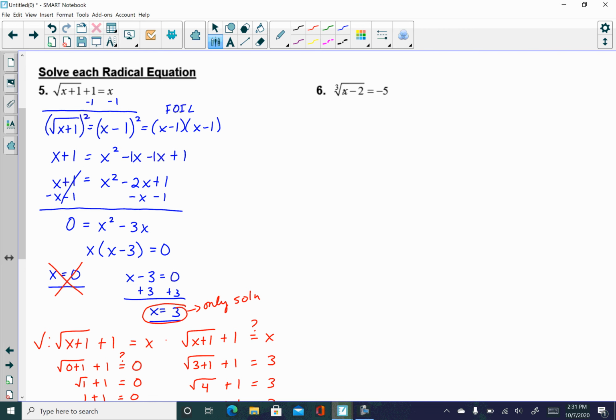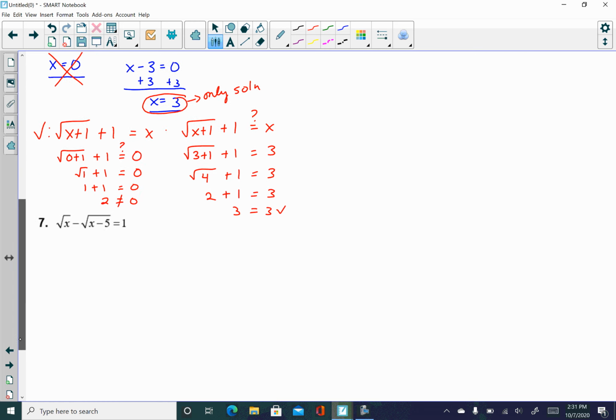And since it's isolated, now you're ready to get rid of it. But since it's the cube root, what are you going to raise both sides to? Hopefully you agree, the third power. So you'll be raising both sides to the third power, and just go from there, follow the solution key. I think all my steps are there for you to follow along. Let's move on down to example 7 then.